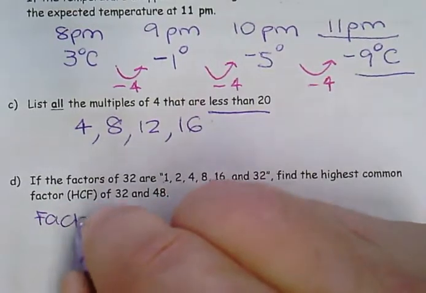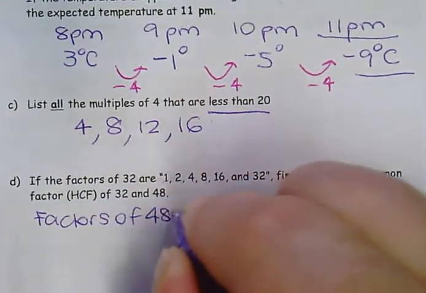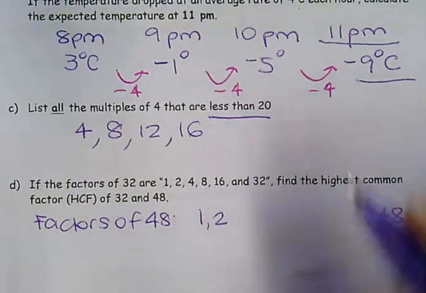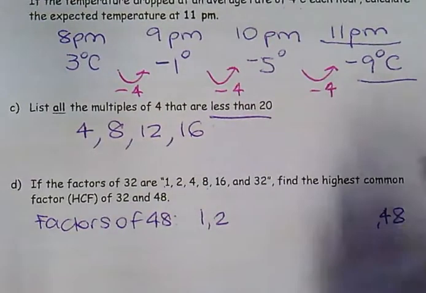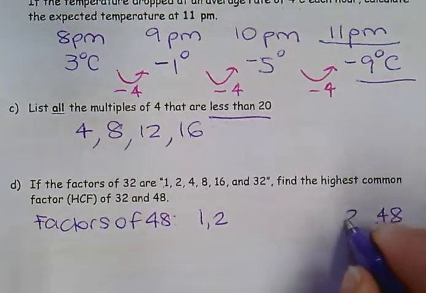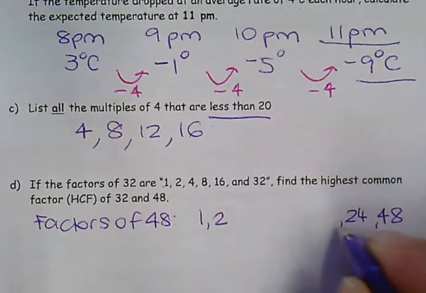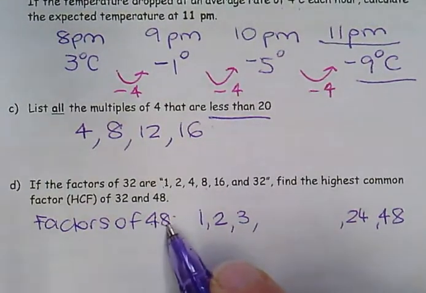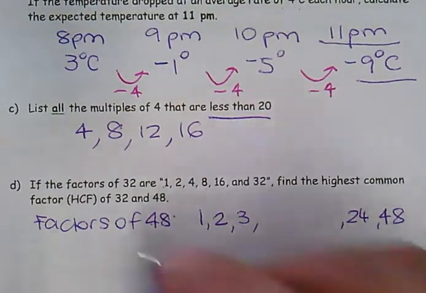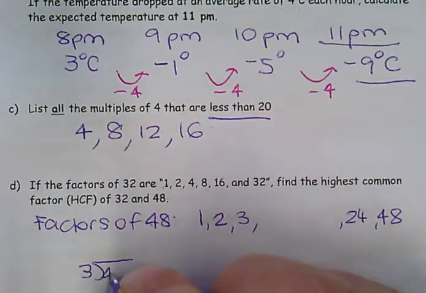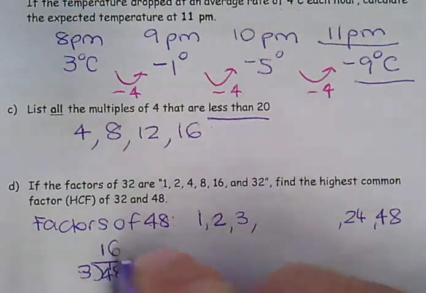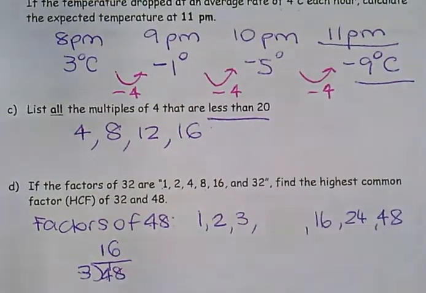Well, let's write down what the factors of 48 are. Now they are 1 and its partner is 48. Now 48 is even, so 2 is a factor of 48 and its partner, 2 times 24 is 48. 48 is also divisible by 3 because 4 plus 8 is 12 and 12 is divisible by 3. So let's look at 3 into 48, and that's 3 into 4 goes once, 1 remainder. 3 into 18 goes 6 times, so its partner is 16.